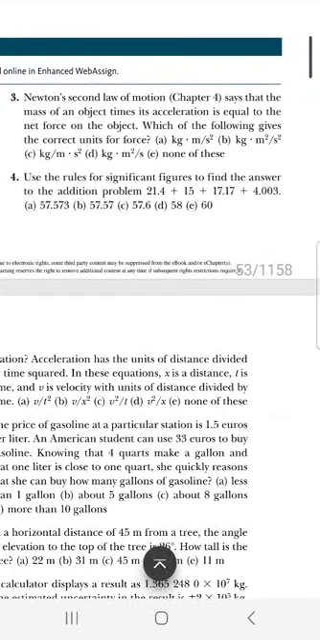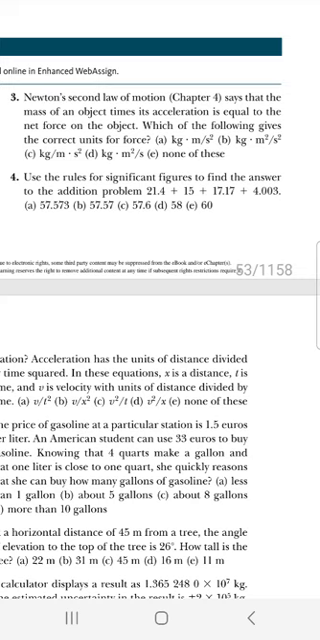Question number 3. Newton's second law of motion. As you can see, this is expressed more deeply and we'll tackle it in greater detail in chapter number 4. But we all know Newton's second law of motion, which is F equals ma. Force is equal to mass multiplied by acceleration. It says that the mass of an object times its acceleration is equal to the net force on the object. Yes, net force, which is like the resultant force.